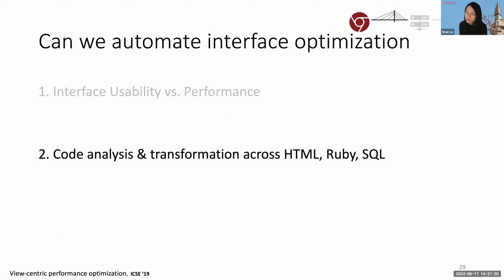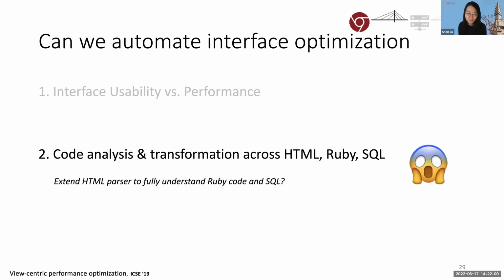And that's the first challenge. This is different from traditional optimization. You cannot just automatically decide that, oh, I want to improve performance, let me delete things. Secondly, as you can see, in order to do this code transformation, the program analysis has to be able to go through all these layers. You have to understand HTML code, Ruby code, C code. So there's quite a complexity there.